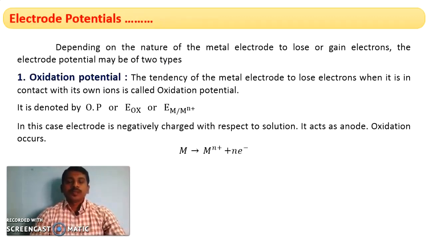The next concept is the different types of electrode potentials. Two types of electrode potentials are there. The first one is oxidation potential.